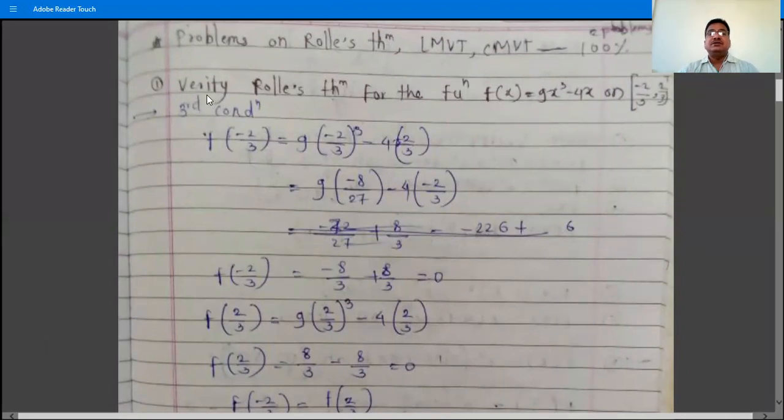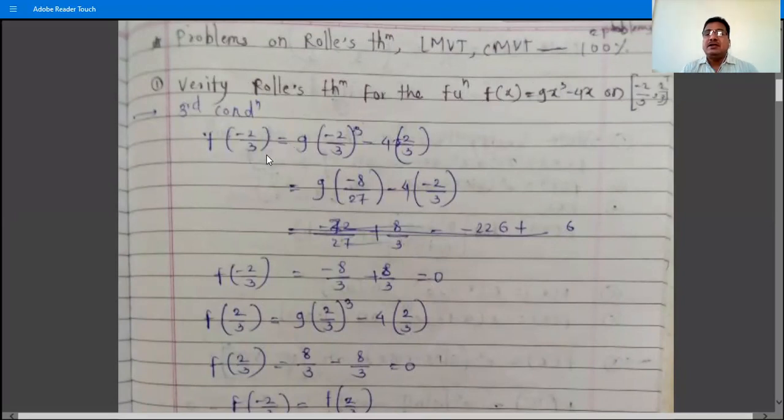So the questions are examples of this type. Verify Rolle's theorem for the function f of x is equal to x cube minus 4x on the interval minus 2 by 3, 2 by 3. So we check that this function f of x satisfies all the conditions of Rolle's theorem. First we check the three conditions of Rolle's theorem. What are the three conditions?